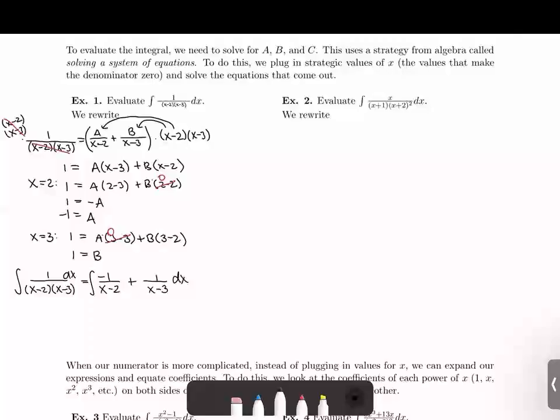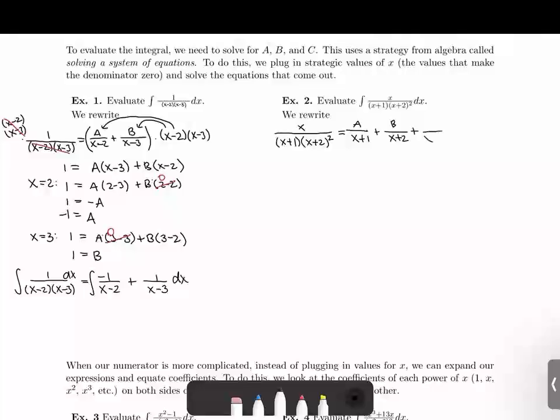Okay, so next let's go to example 2. Again, we're just going to initially rewrite the setup of this integral. We have x plus 1 times x plus 2 squared, all under x. And remember that in our setup, we had our linear term x plus 1 with an A on top, and our linear term x plus 2 with a B on top.